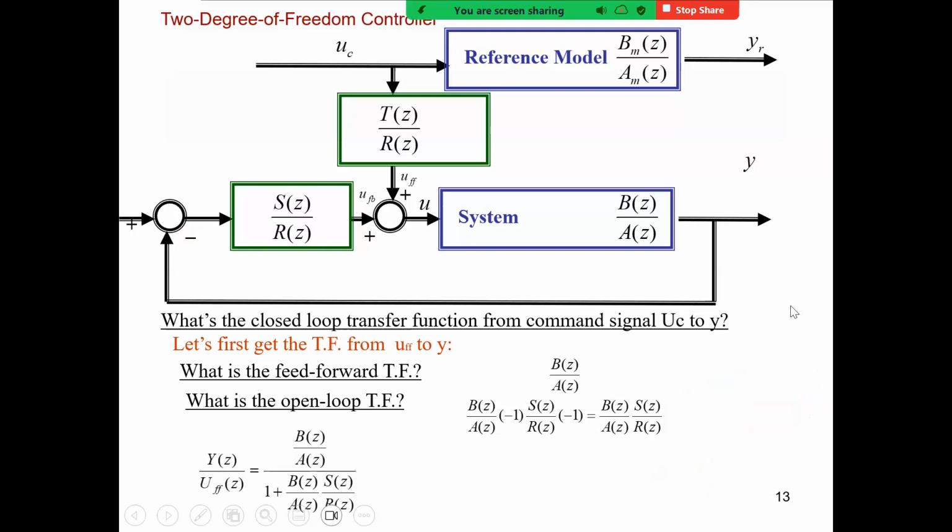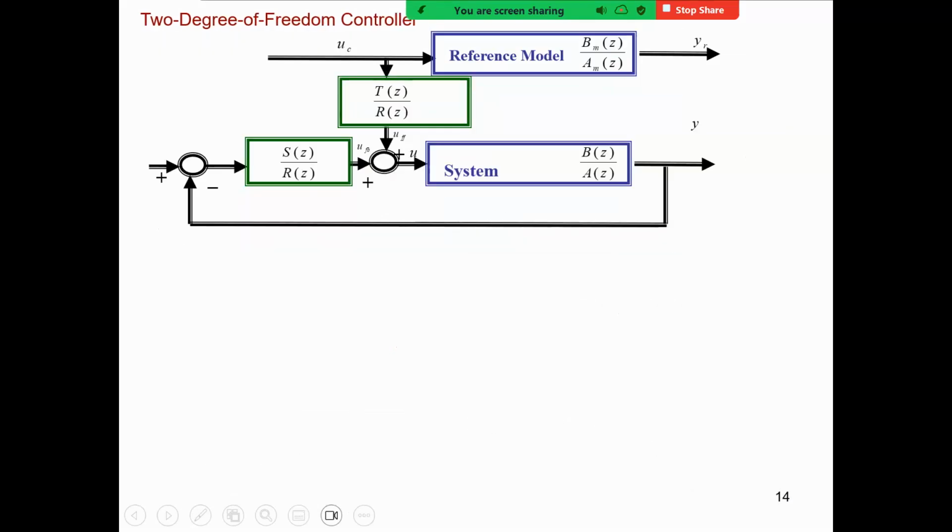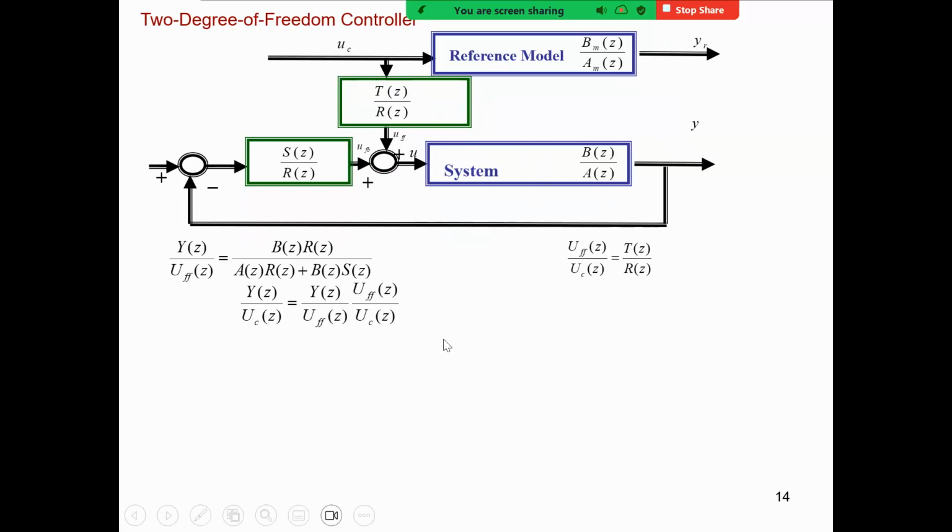All right, then apply the formula. Then this will be just B over A over 1 plus open loop. Then we just reorganize it, and we get the transfer function from the feed-forward control signal to the output. Any questions? All right, so we already know this transfer function from the feed-forward to the output, and we also know from the command signal to the feed-forward, it's just T over R. Then the transfer function from the command signal to the output is just T over R times this one.